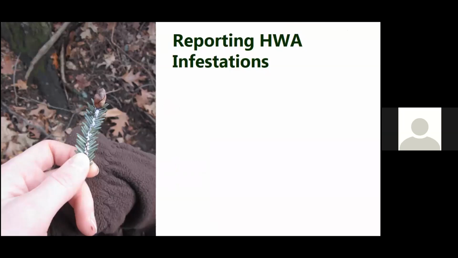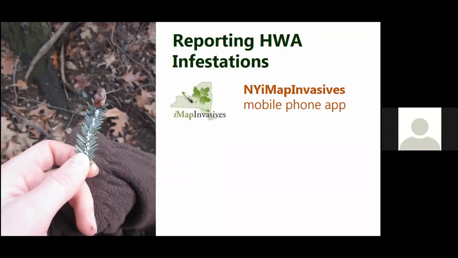The next thing to do after you're done surveying is definitely report HWA infestations. One of the easiest ways to do this is by using the New York iMap Invasives mobile phone app. You take photos of infestations on your cell phone and upload them, and that contributes to a statewide map. The map I showed you of New York earlier and the spread of HWA, many of those infestations were reported by citizen scientists using iMap Invasives. So there's their website. I would definitely recommend checking it out because it's the easiest way to report infestations to the state and to us.